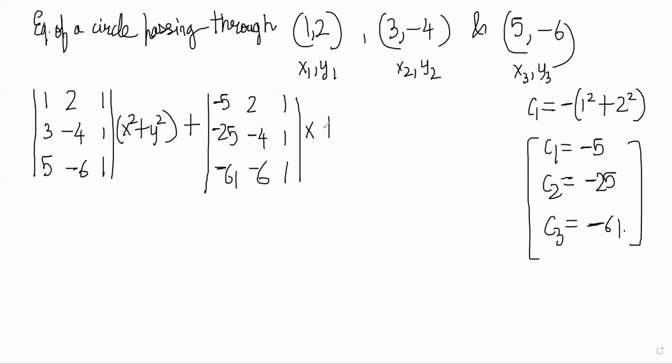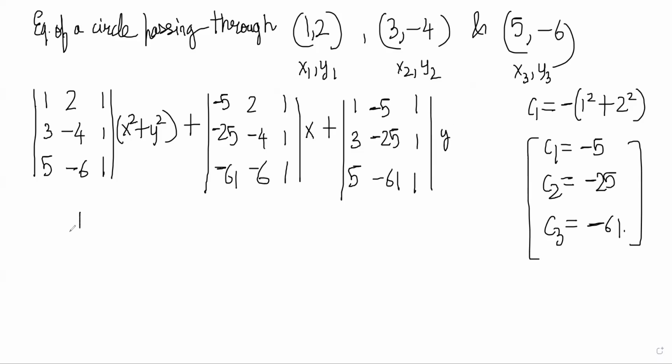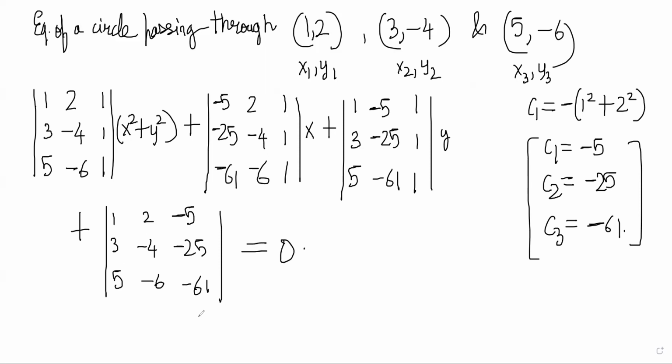This is with x. The third determinant is keep the first column as it is, replace the second column with C1, C2, C3, and keep the third column as it is. This is with y. And finally, first two columns are the same. So 1, 2, 3, minus 4, 5, minus 6. And replace the third column, minus 5, minus 25, minus 61. Right? This equation will be the equation of the circle.